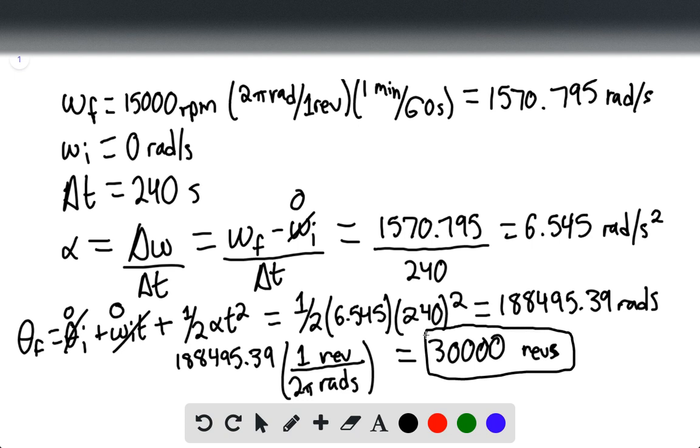So as the centrifuge is speeding up from rest to 15,000 RPM in 240 seconds, it makes approximately 30,000 revolutions during that time interval. And that's the end of the solution.